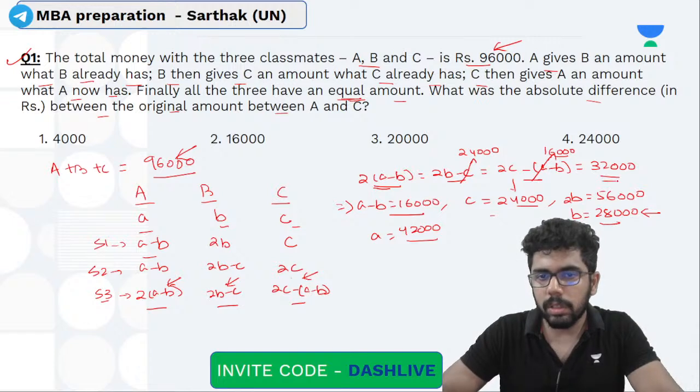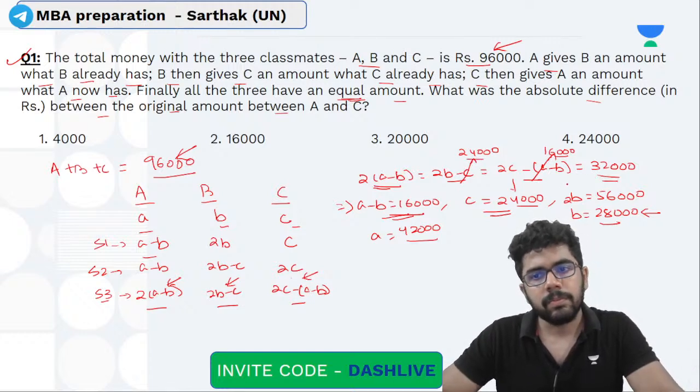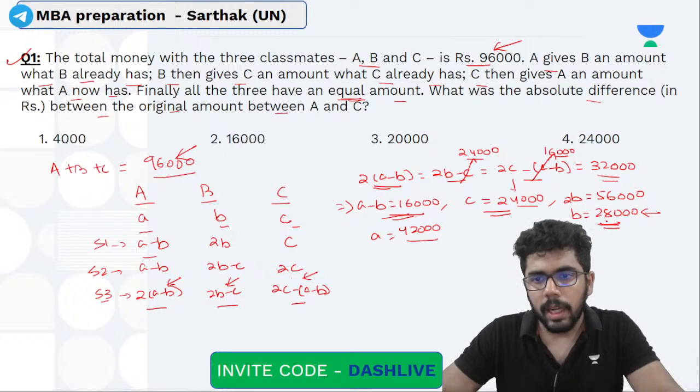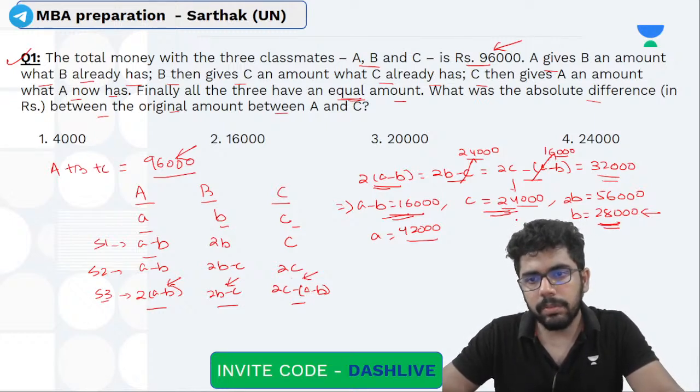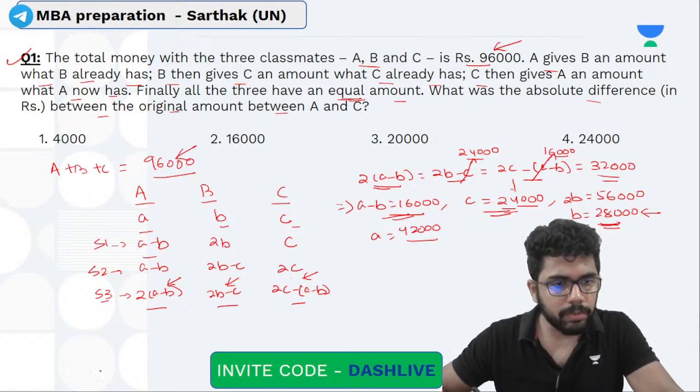Each of these is 32,000. So twice of A minus B is 32,000, so A minus B comes to 16. Put 16 here, plus, it becomes 32 plus 16, 48, so C comes to 24,000. Put C here: 24 plus 32, I get 56,000, so B comes to 28,000, and these 28,000 and 24,000 make 52,000 total.